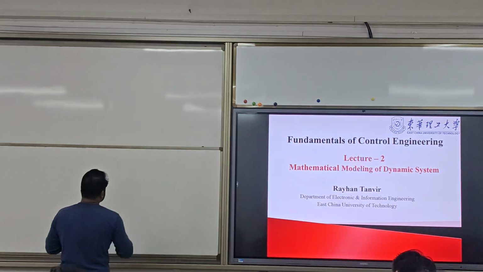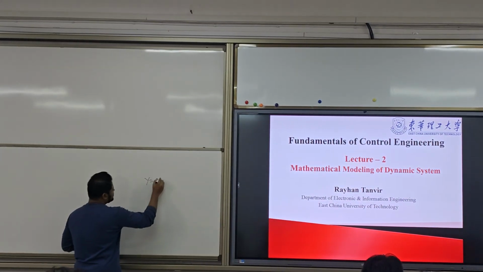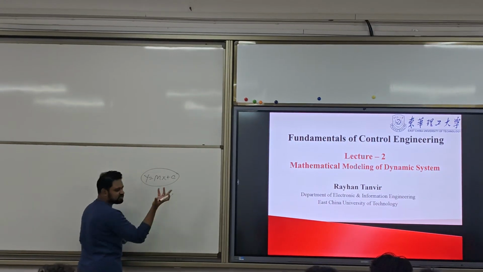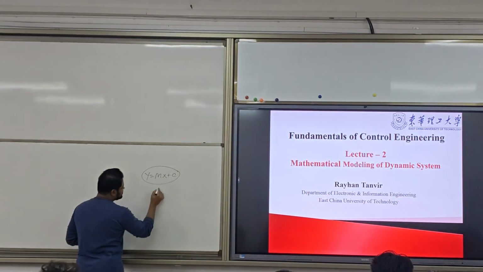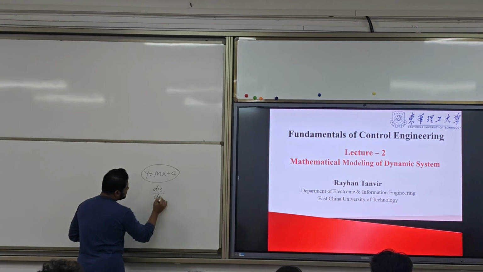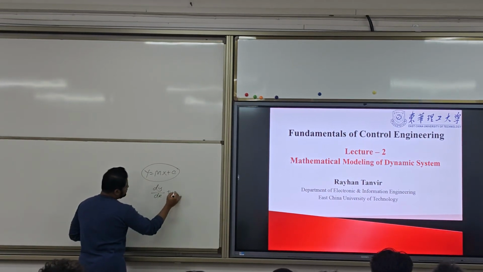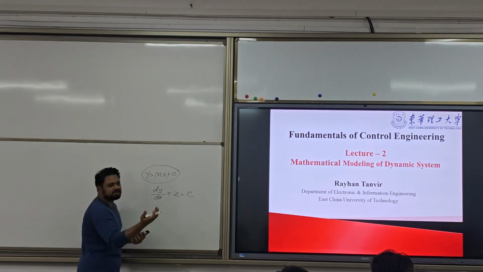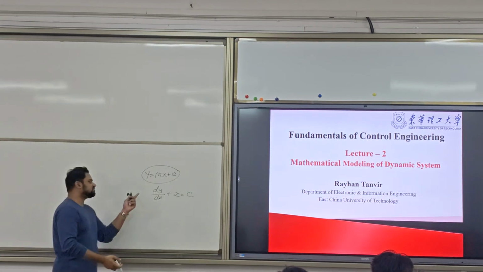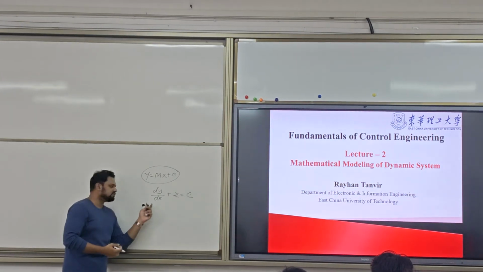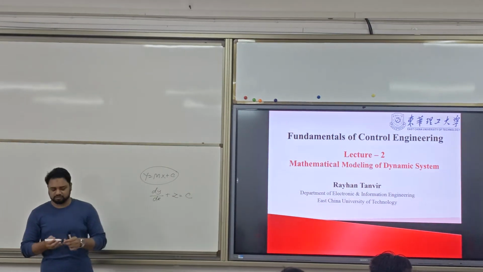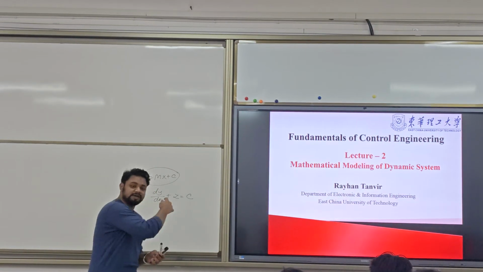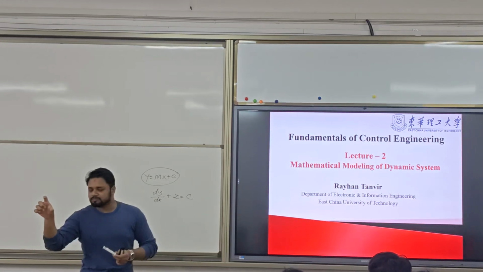Like this is a mathematical equation. You can model this. You can model this dy/dx plus z. This is another equation. You can model one system based on this equation, and you can model another system based on another equation. So if you design a system based on a mathematical equation, that is called mathematical modeling.